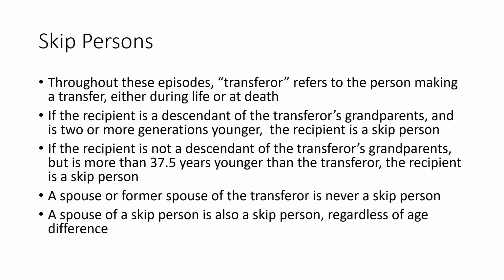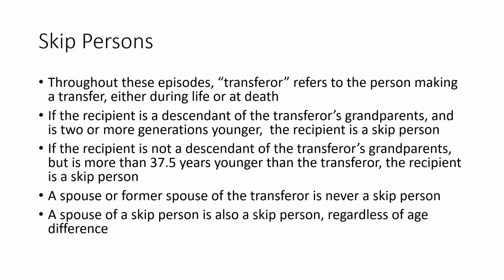Now, if the recipient of a transfer is a descendant of the transferor's grandparents, and is 2 or more generations younger than the transferor, then that recipient will be a skip person. Now, if the recipient is not a descendant of the transferor's grandparents, but is more than 37 and a half years younger than the transferor, then that recipient will also be a skip person.